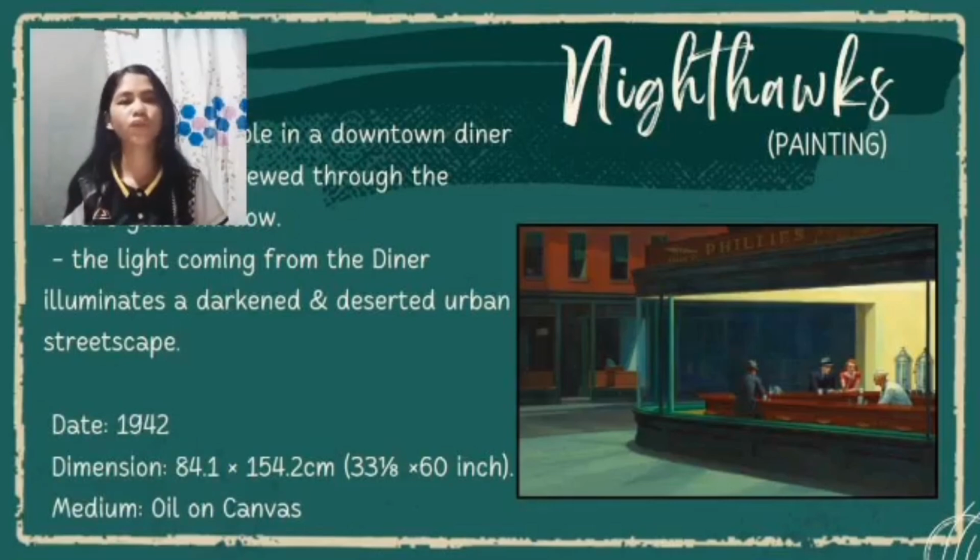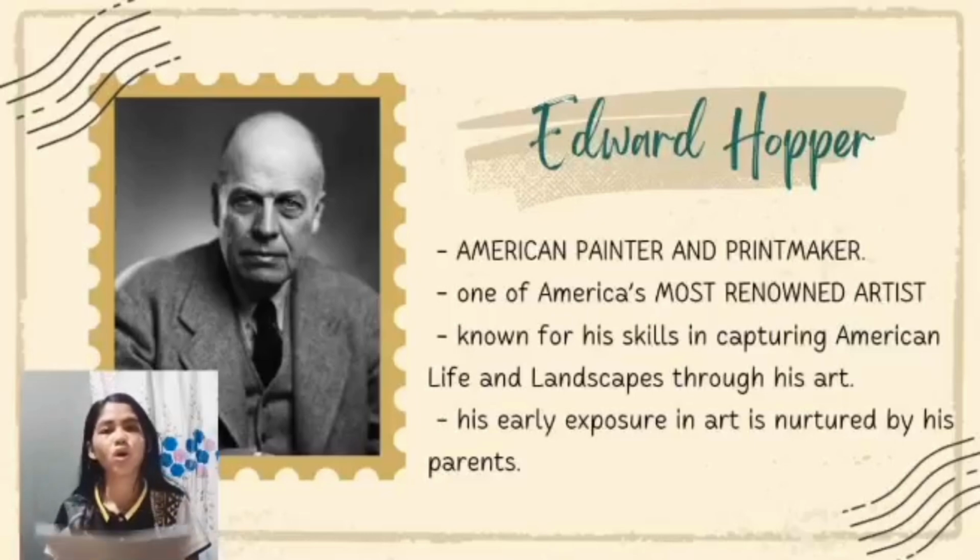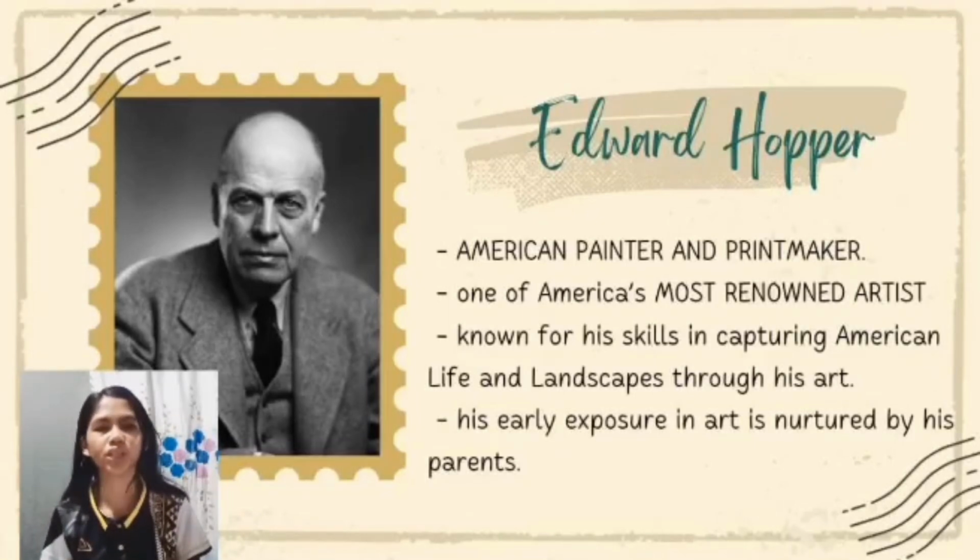So the dimension of the artwork is 84.1 centimeter by 154.2 centimeter. The medium of this painting is oil on canvas. Despite the slow start, Hopper achieved significant recognition in the 1920s, with his work becoming a staple in major American museums. Hopper's technique, marked by a composition of form and a use of light to evoke mood, has been influential in the art world and popular culture.